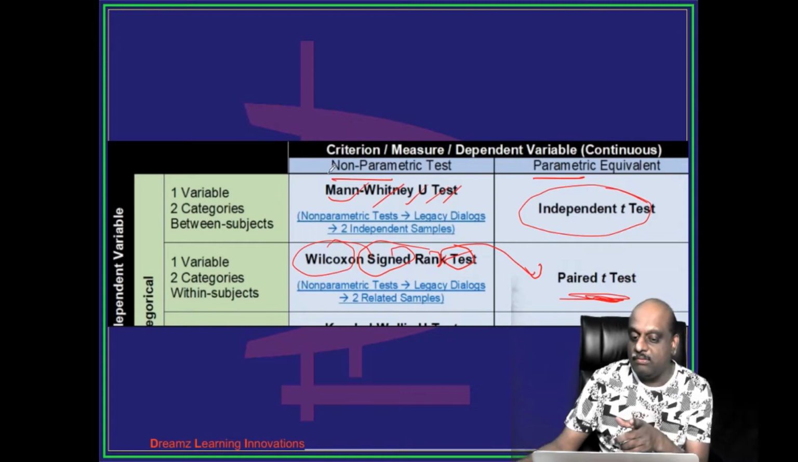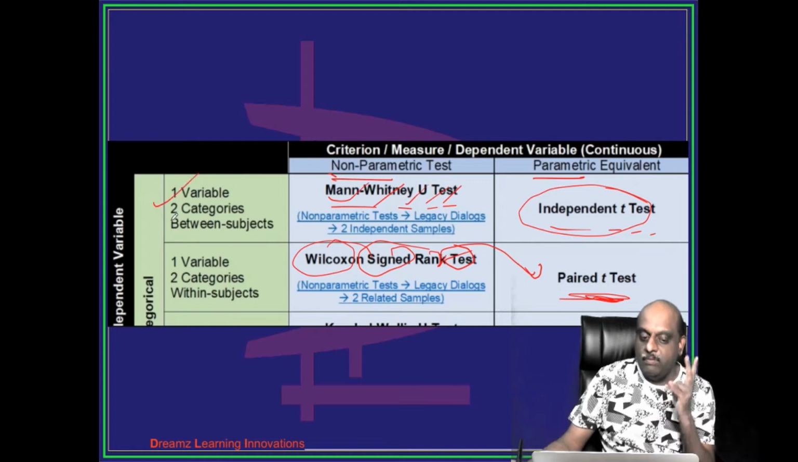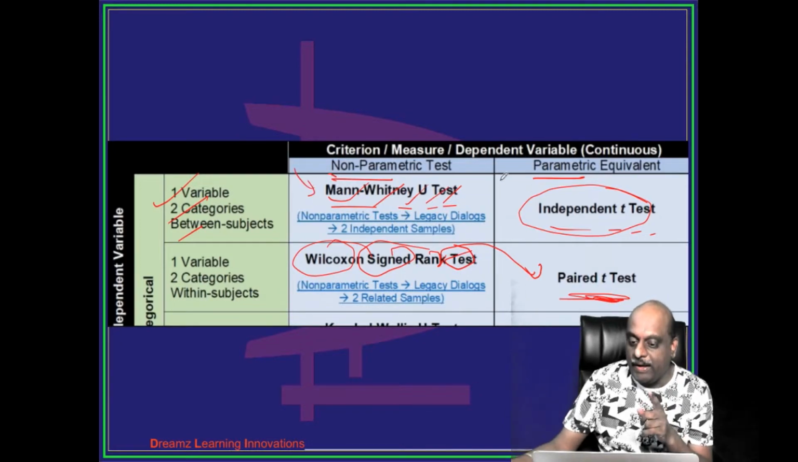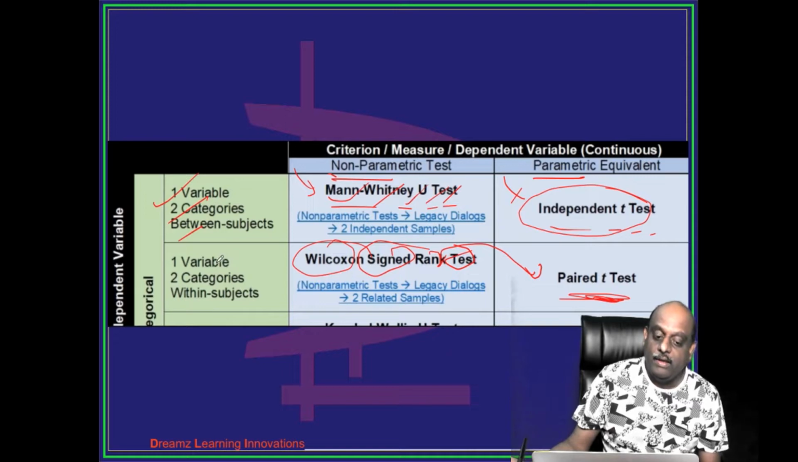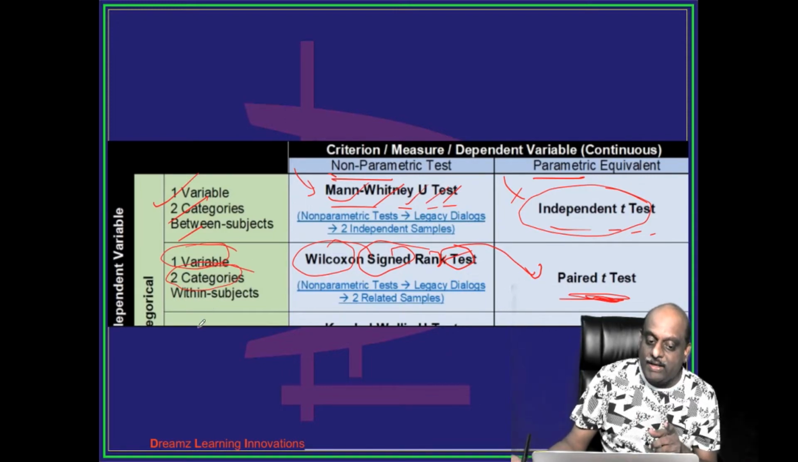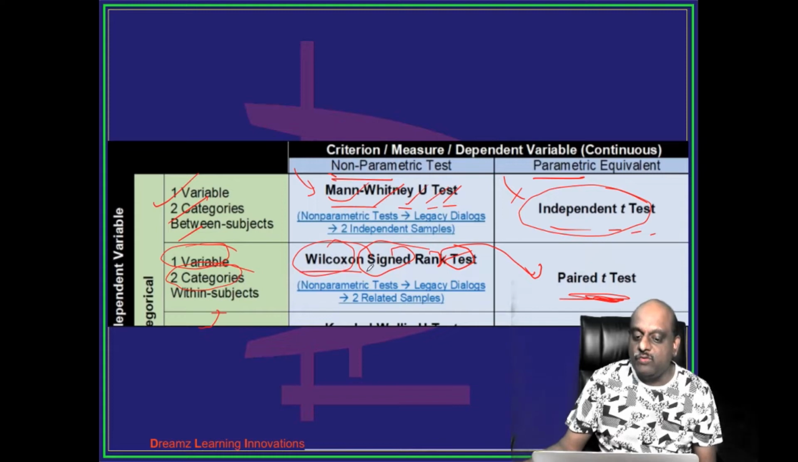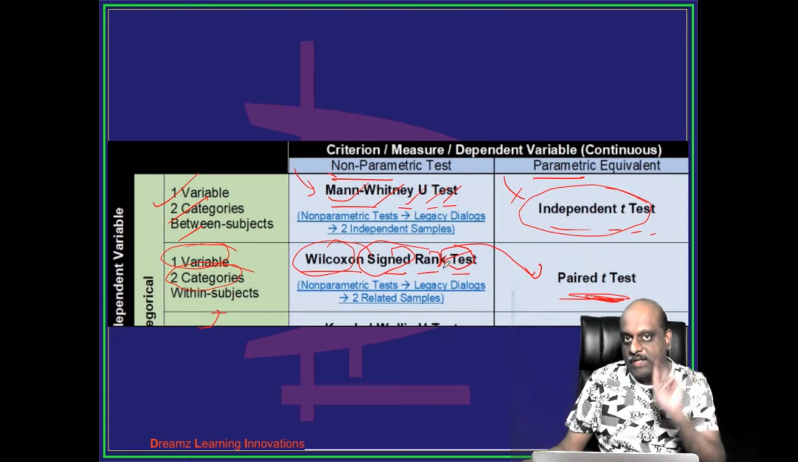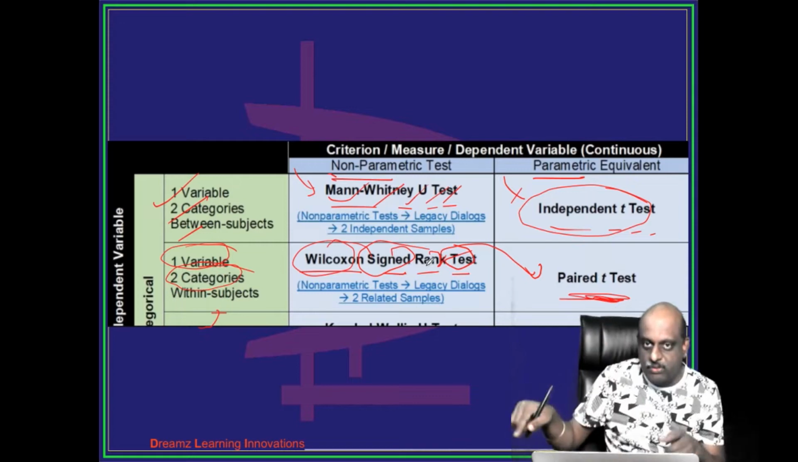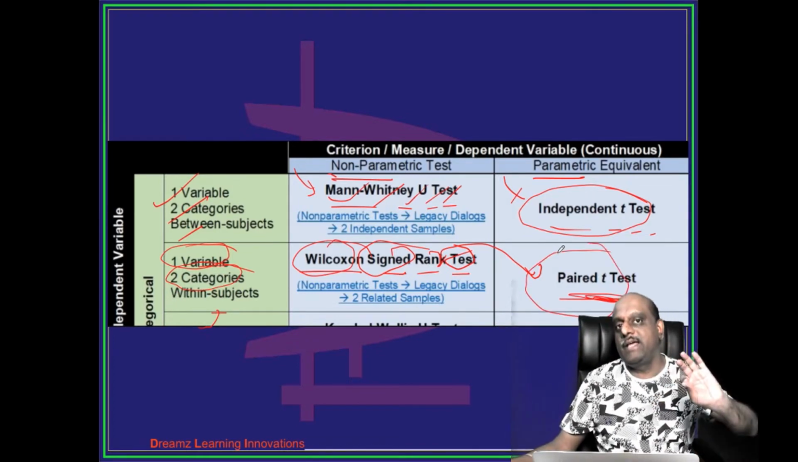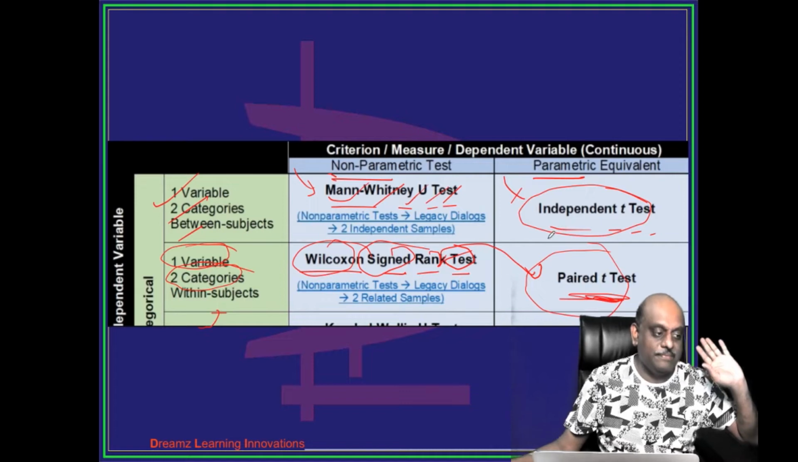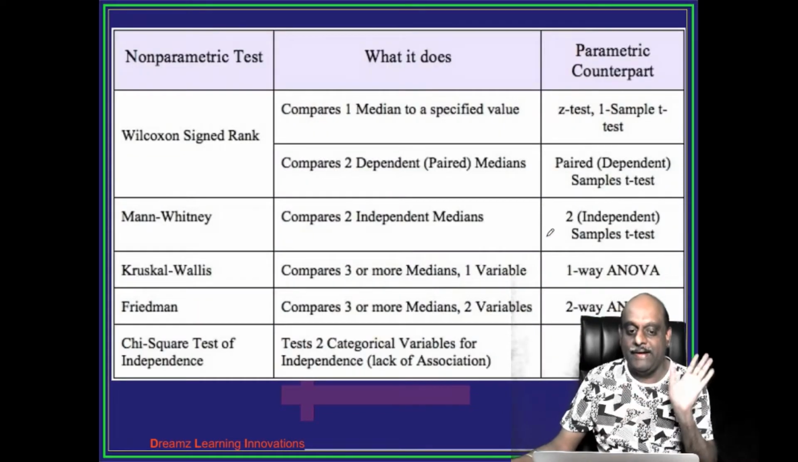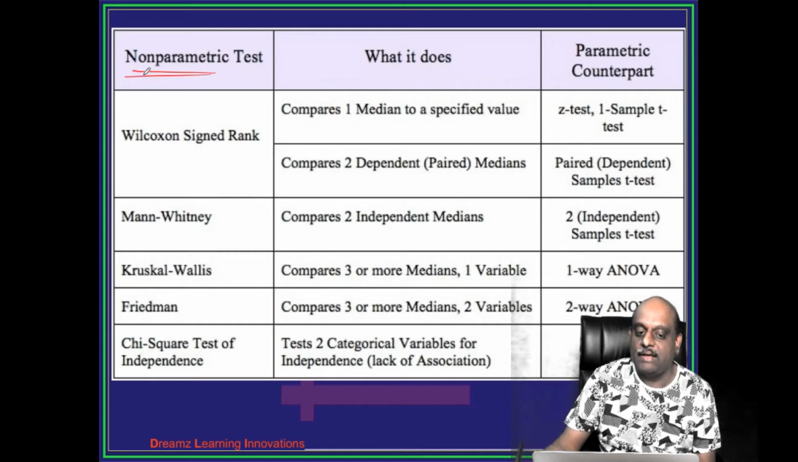Whether it is the Mann-Whitney U test or the independent t-test, for one variable and 2 categories between the subjects, you use this non-parametric or parametric equivalent. But for one variable and 2 categories within the subjects, you use the Wilcoxon signed rank test if it is a non-parametric skewed distribution, or the paired t-test if it is a normal distribution. Good, so let us check.